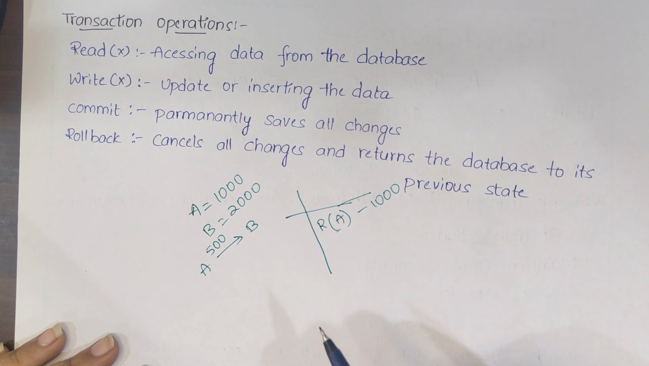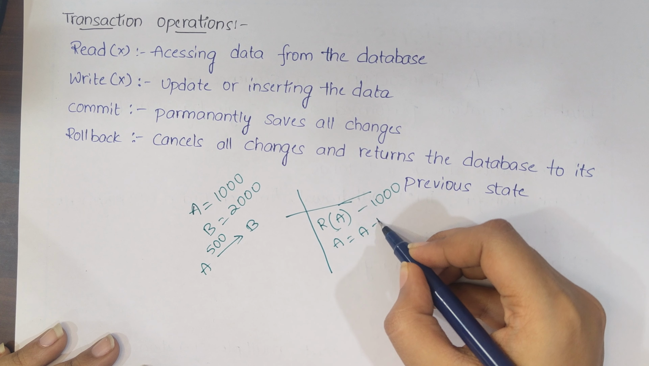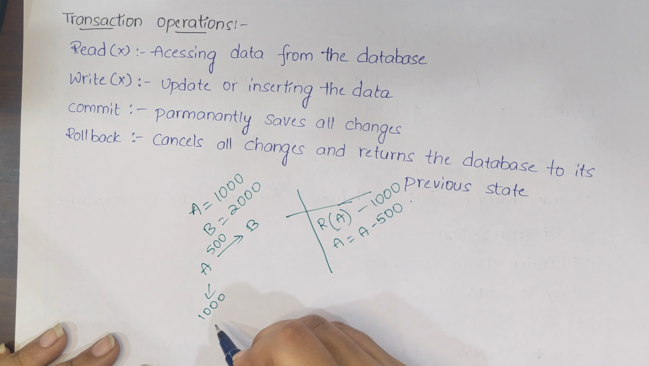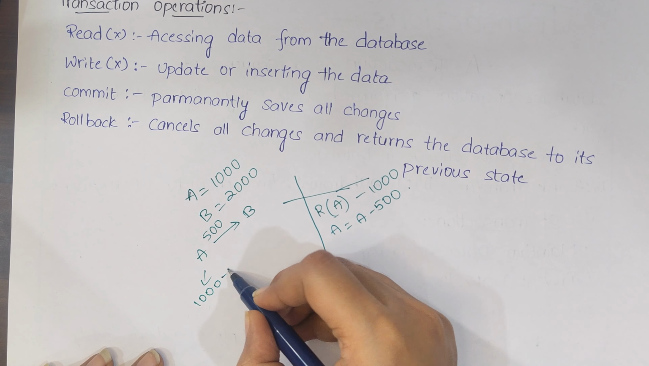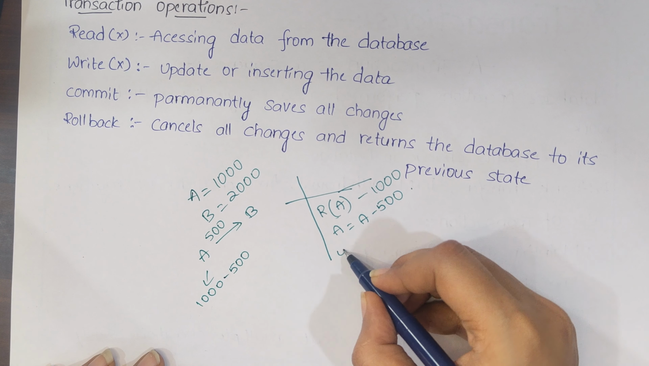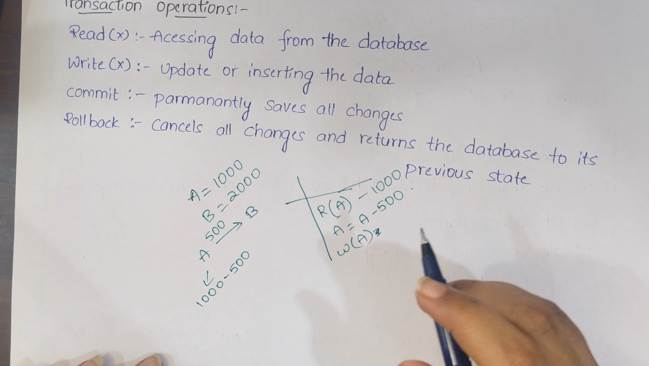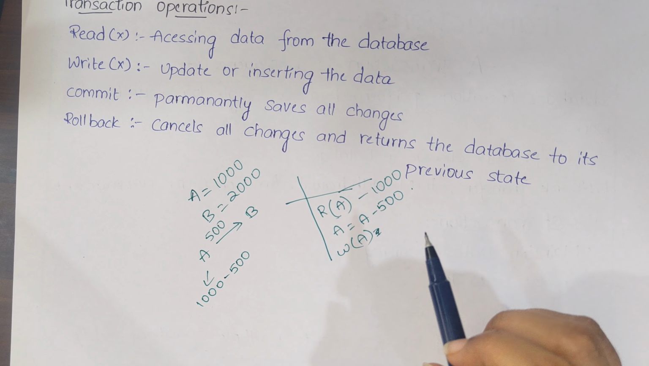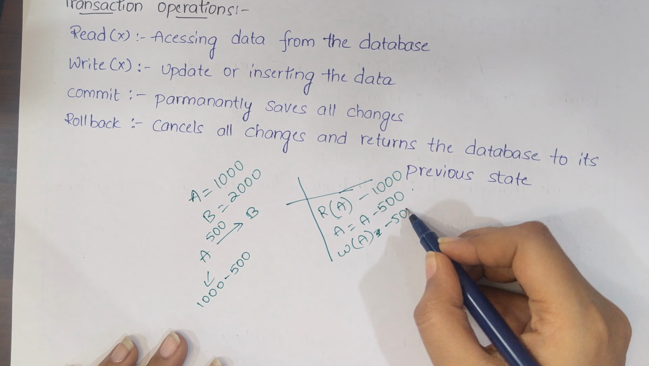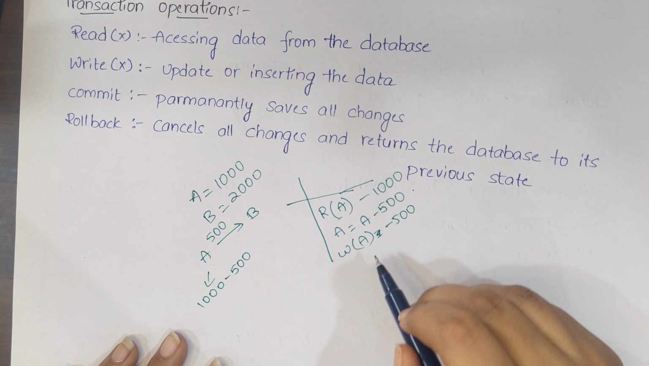Next we need to perform an arithmetic operation: A = A - 500. We already know A has 1000 rupees, so 500 rupees are deducted from bank account A. That's what we are writing. Next, write A. We are updating the bank account, reducing the amount from account A. Write A - 500. This is what we updated.